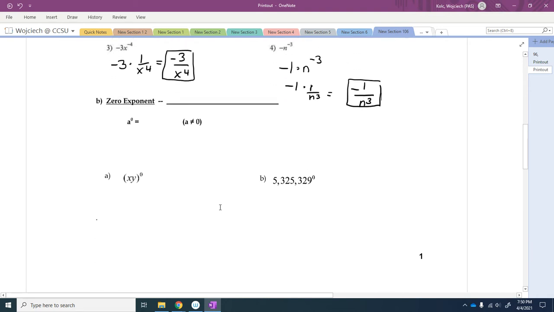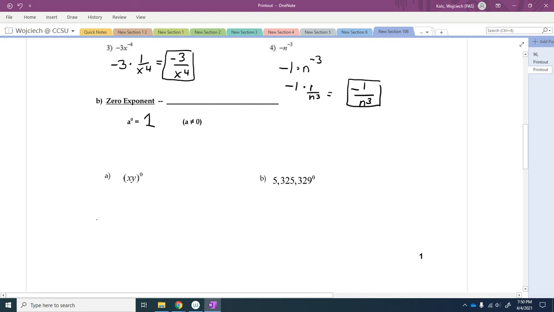The second part of the lesson is zero exponents, which is actually a very interesting fact, because anything raised to the 0 power is equal to 1. Anything raised to the 0 power is equal to 1. In theory, if a is 0, 0 to the 0 is actually not 1, and that's a calculus topic, but anything raised to the 0 power is equal to 1. Okay?